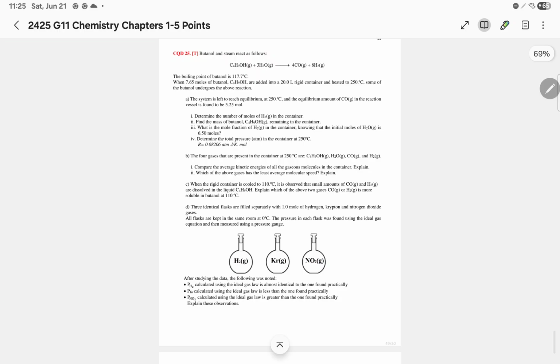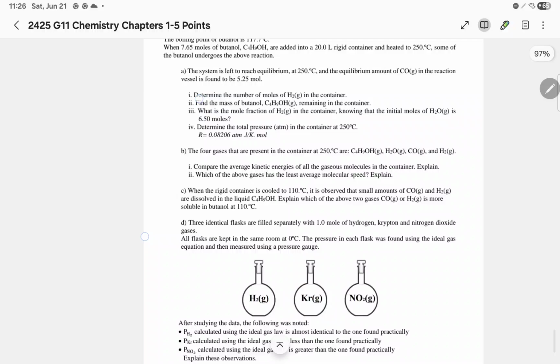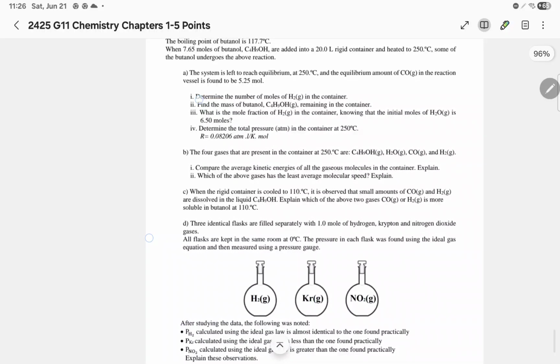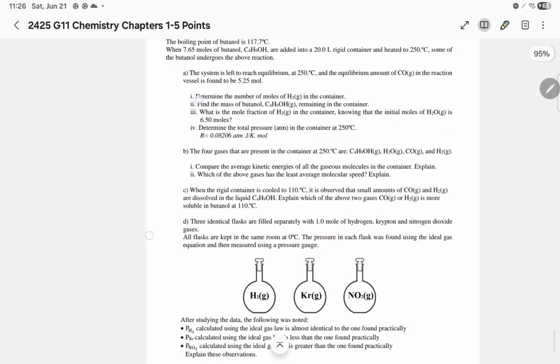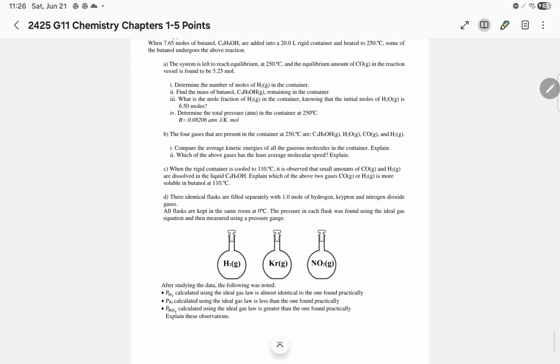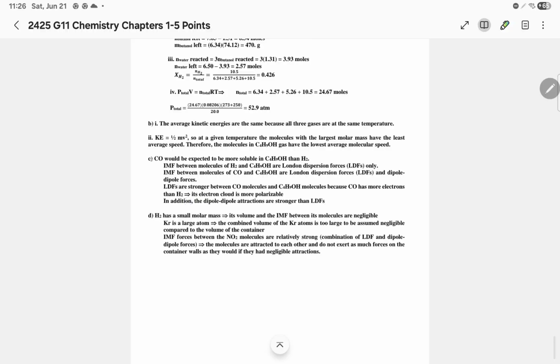Now, part B. The four gases that are present in the container at 250 are C4H9OH, H2O, CO, and H2. They're all at the same temperature, so they all have the same average kinetic energy, don't they? Now, which of the following gases has the least average molecular speed? It's definitely the heaviest one, which I'm assuming is C, this one, because it has the most molecular mass.